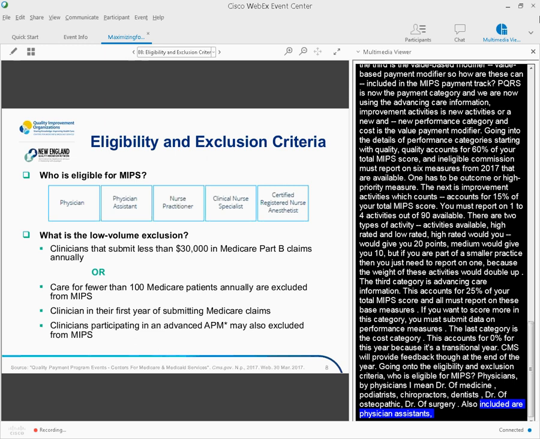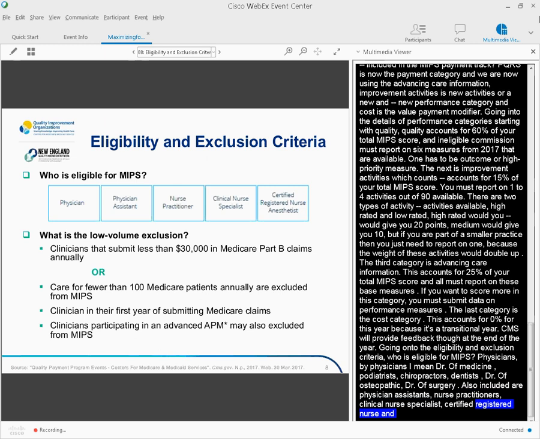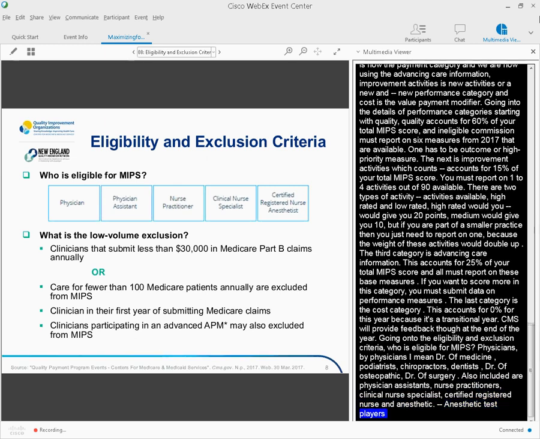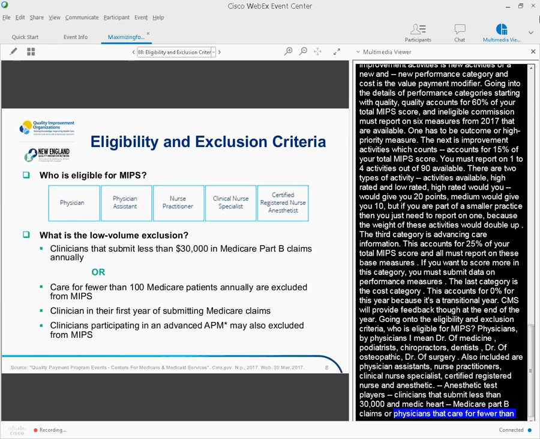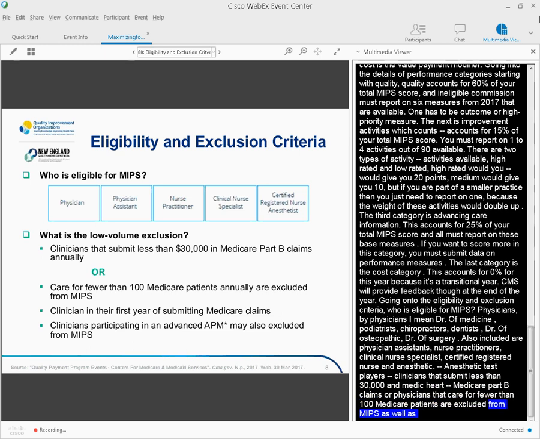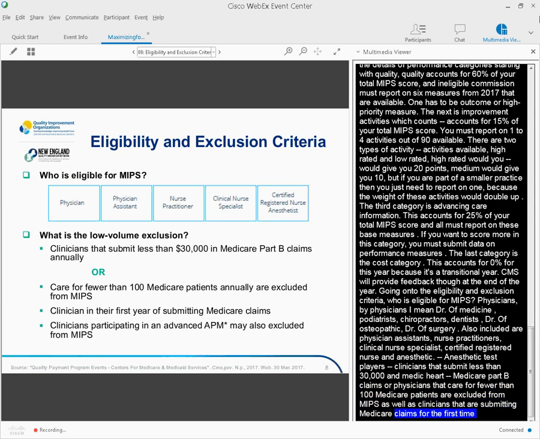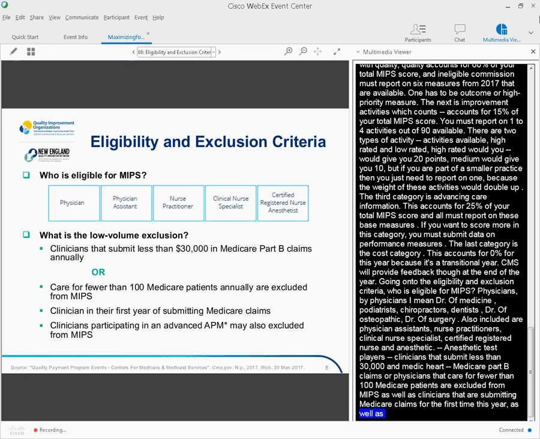So what is the low volume exclusion, or the low volume threshold? Clinicians that submit less than $30,000 in Medicare Part D claims annually, or clinicians that care for fewer than 100 Medicare patients annually, are excluded from it. Also, clinicians that are submitting their Medicare claims for the first time this year will be excluded, as well as the clinicians that are participating through advanced APM.